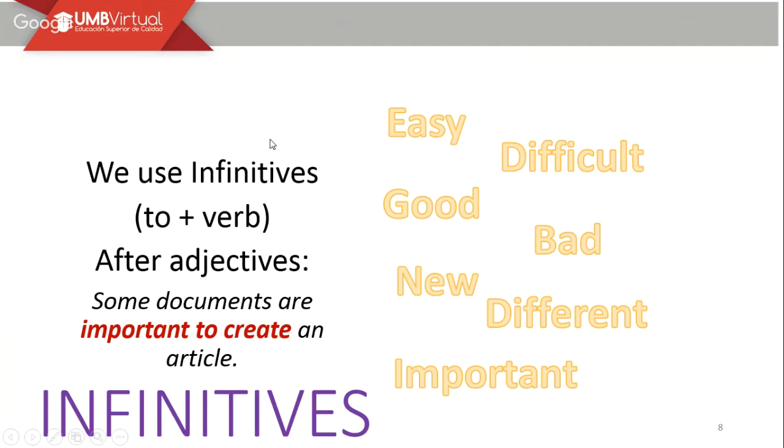All right. So, when we have those words, todas estas palabras que estamos viendo acá son adjetivos. Es decir, que cuando tenemos un adjetivo, entonces este va a ir seguido por el to, por un infinitivo y el verbo. Some documents are important to create an article. I could say, doing exercise is easy to keep fit. Learning another language is difficult to do at the very beginning of the process.